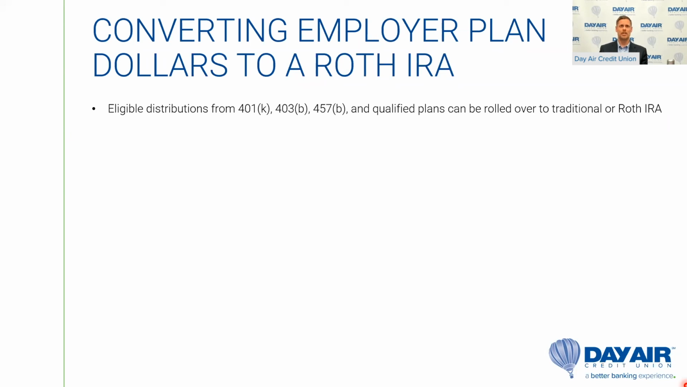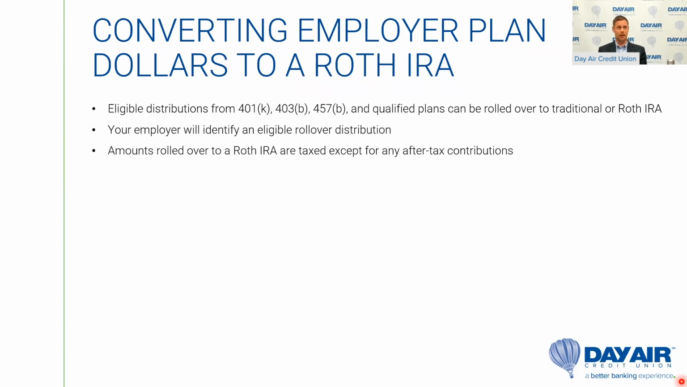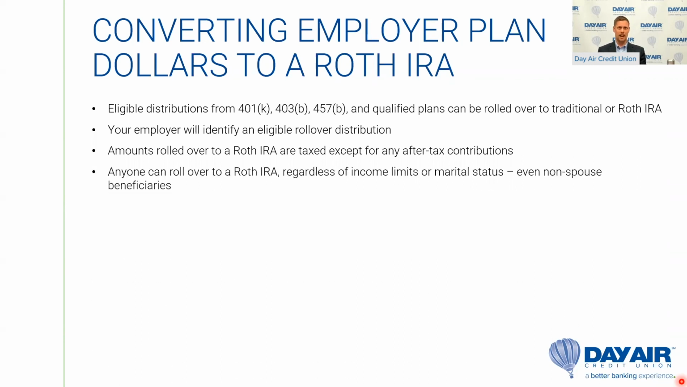But you are always allowed to do conversions. You just want to let your employer know what you're doing. We do these fairly regularly here, so it's a fairly easy process. Just remember, you are going to pay taxes when you roll over the money from a traditional to a Roth, because remember, you're moving money from pre-tax to after-tax. So the IRS is going to get paid at some point. It's just a matter of whether you want to pay them now or later.